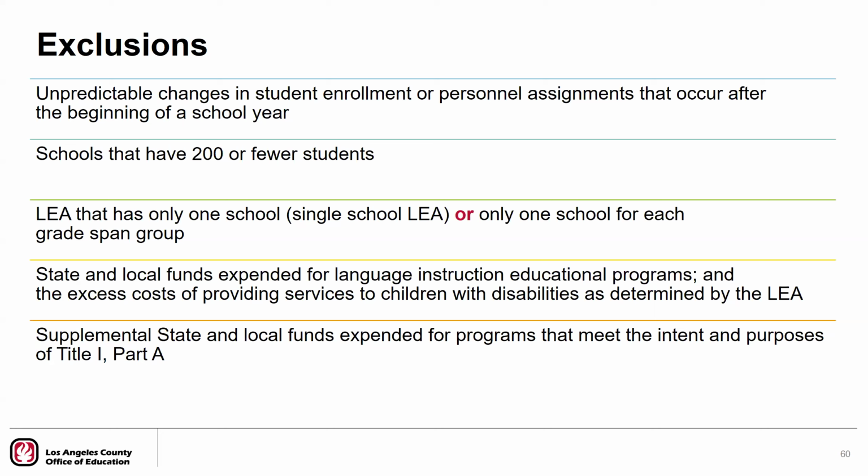LEAs may also exclude state or local funds expended for language instruction programs and the excess cost of providing services to students with disabilities. And finally, LEAs may exclude state and local funds expended for programs that meet the intent and purposes of Title I, Part A.